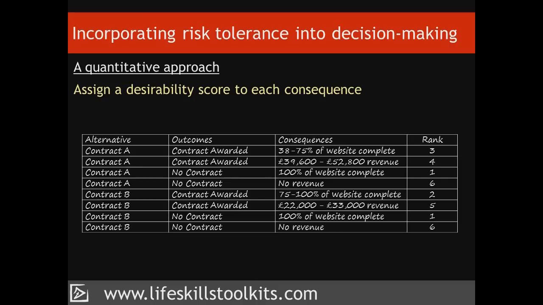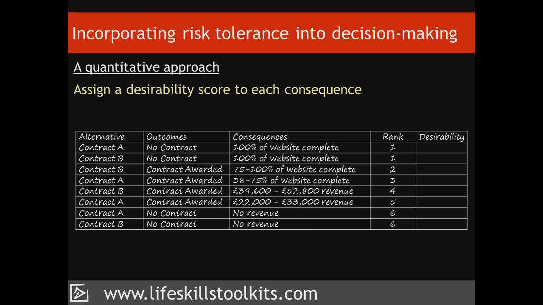John's rankings look like this. Because 100% of the website complete and no income occur twice, John decides to assign them the same rank. Hence 1, the best, for 100% of the website complete, and 6, because there are 6 different consequences, the worst, for no income. Having sorted his table so that the rankings are in descending order, John assigns a desirability score of 100 to the best consequence and 0 to the worst consequence.